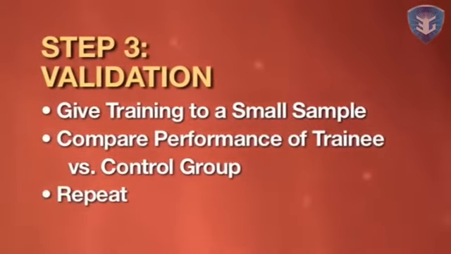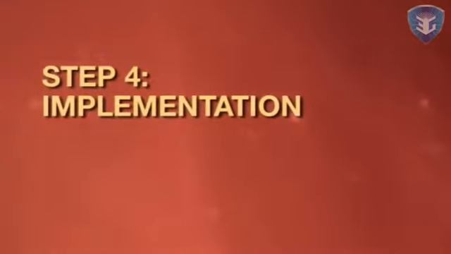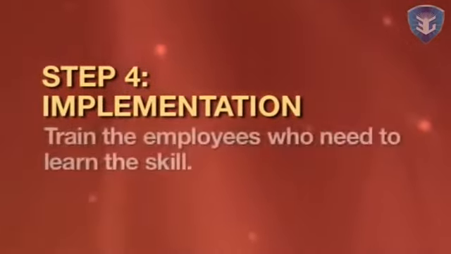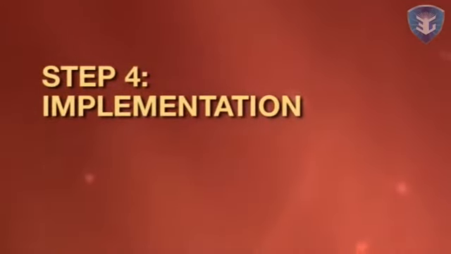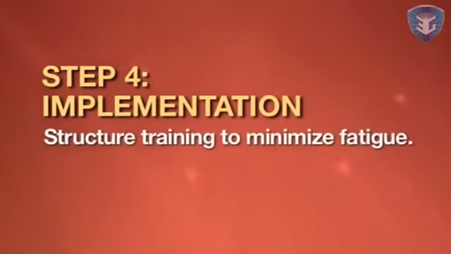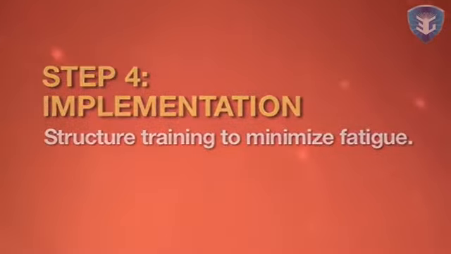This sampling process should be conducted on multiple groups to make sure the training is valid. Implementation, step 4, is the easiest to do if all previous steps have been done well. Now we simply need to train the employees that need to learn this skill or behavior. It is important to schedule the training at a time when the employee is fresh and that the training is broken down into small segments to lower the chance of fatigue.